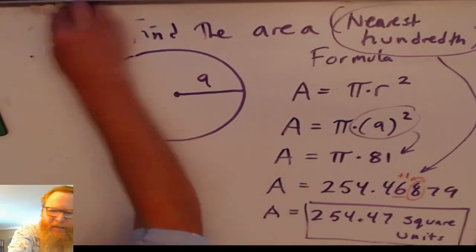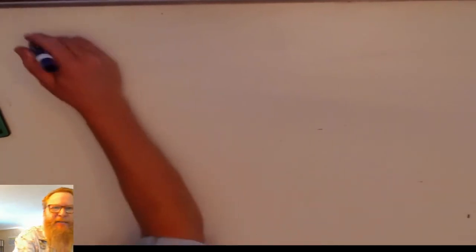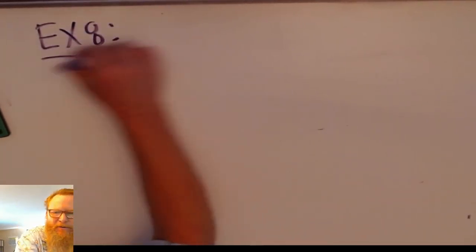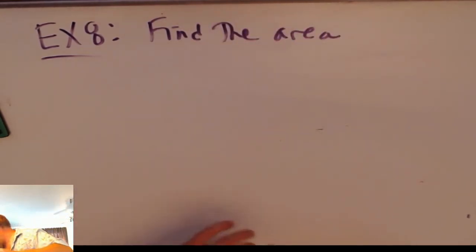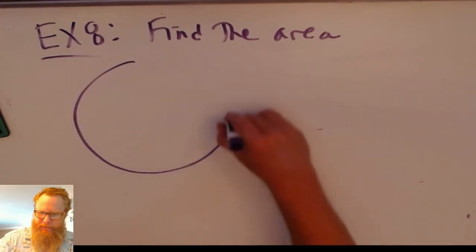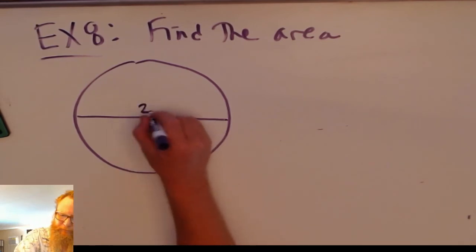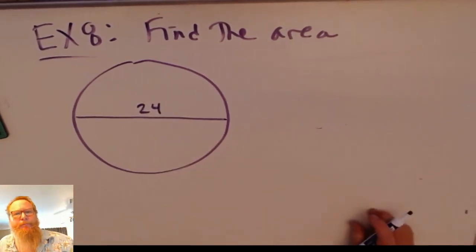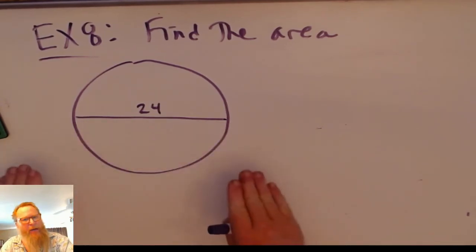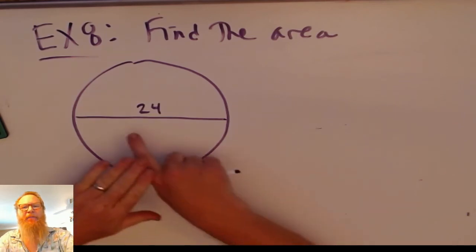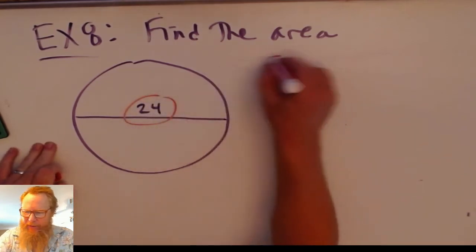A couple more circle examples. Example 8. Find the area. So when I draw a line across the circle, I either go all the way across or I go halfway across. If I go halfway across, it's radius. If I go all the way across, it's diameter.